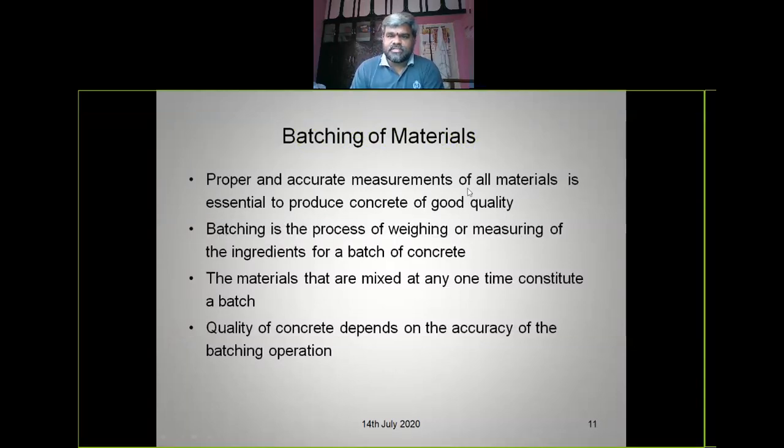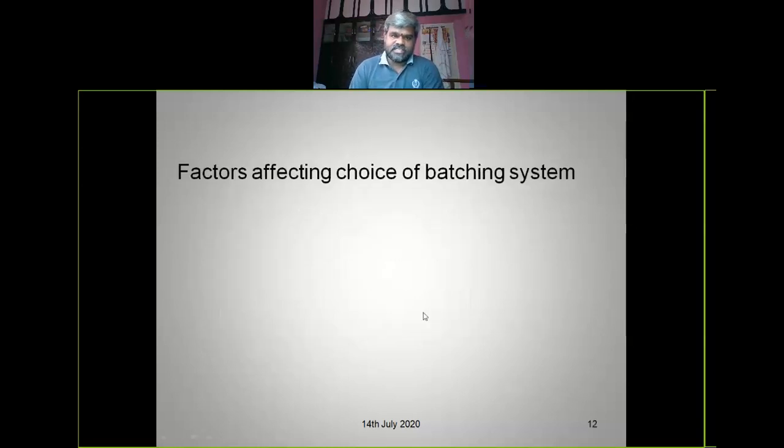Proper and accurate measurement of all materials is essential to produce concrete of good quality. Batching is the process of weighing and measuring the ingredients for a batch of concrete. The materials that are mixed at any one time constitute a batch, meaning one set. Like one mix, if you take a container of a 1.5 cubic meter mixing machine, then 1.5 cubic meter is one batch, like that. So the quality of concrete depends on the accuracy of the batching operations.